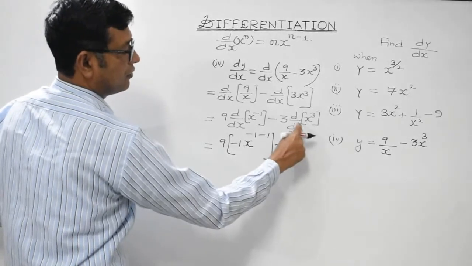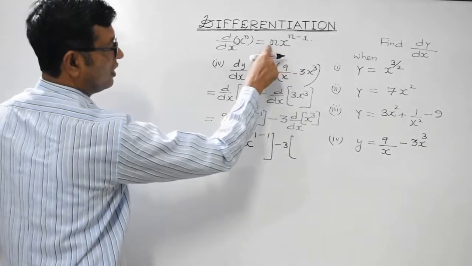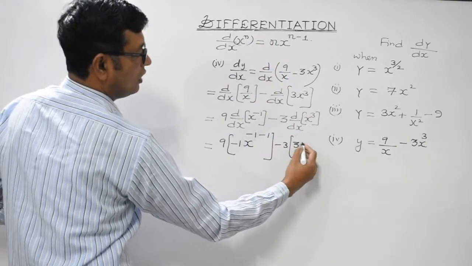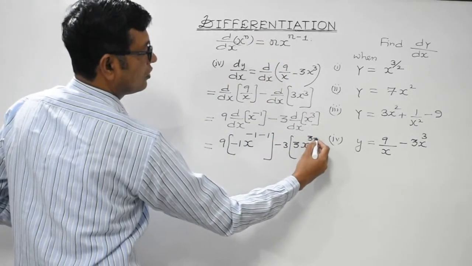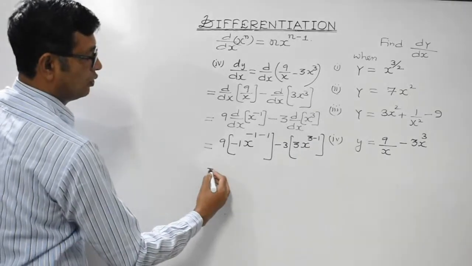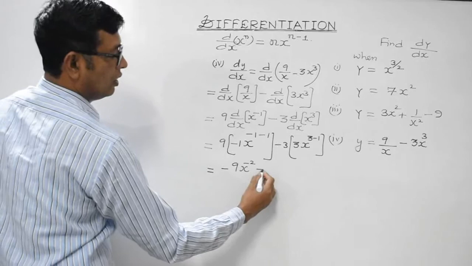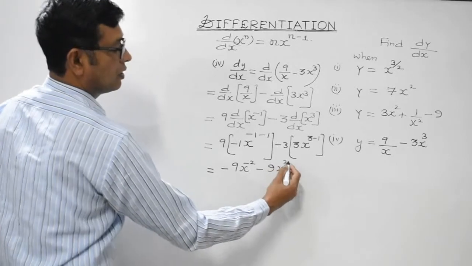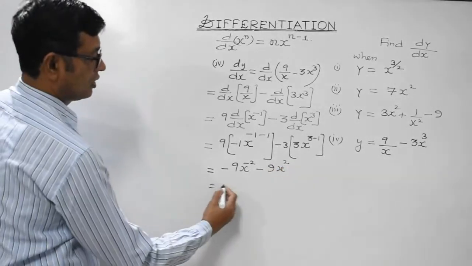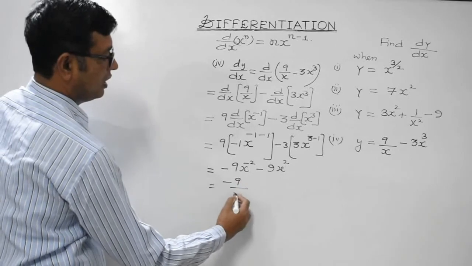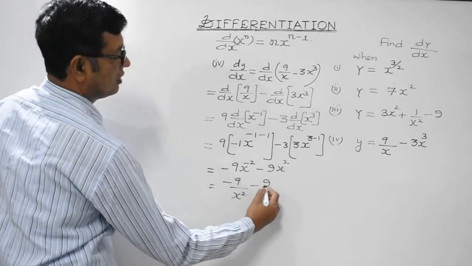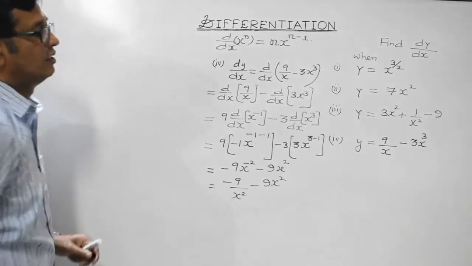Minus 3. Differentiation of x cube with respect to x. Over here n is 3. So 3x to the power 3 minus 1. So what you get is minus 9x to the power minus 2 minus 9x to the power 2. So it can be written as minus 9 by x square minus 9x square.